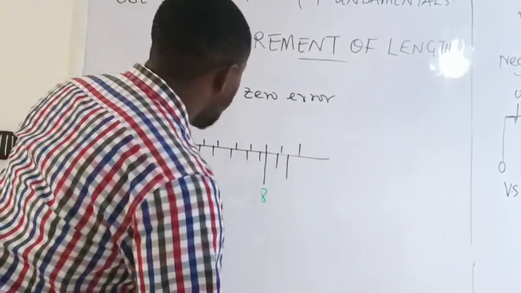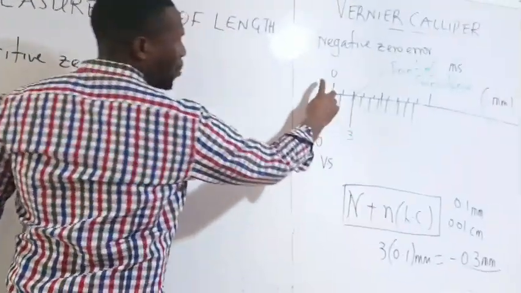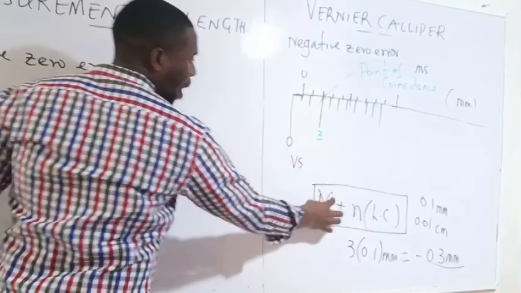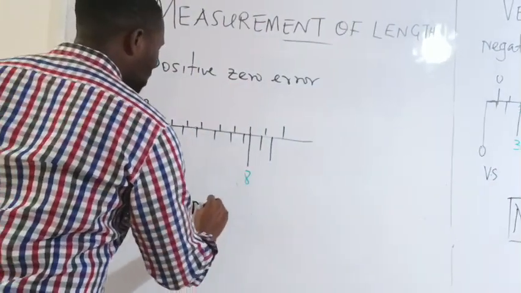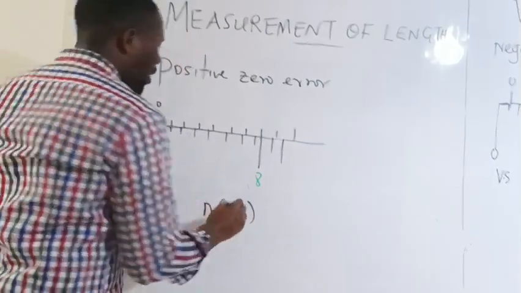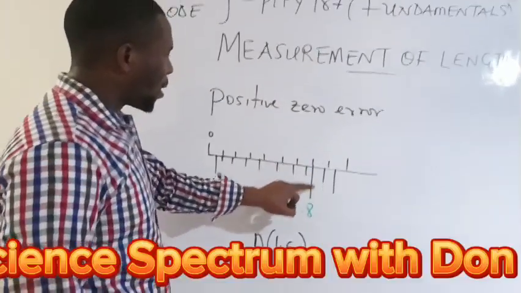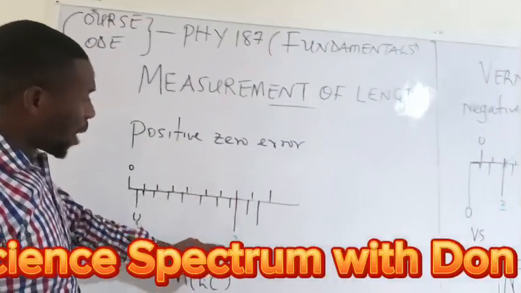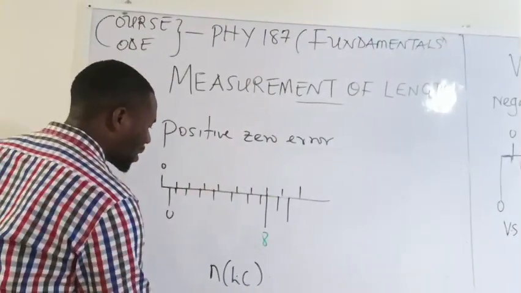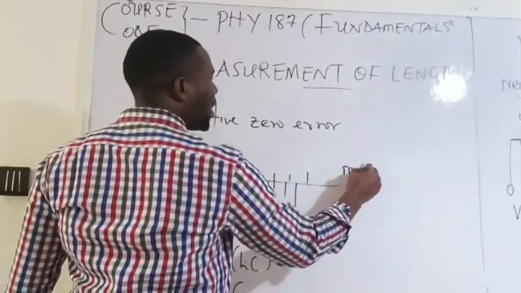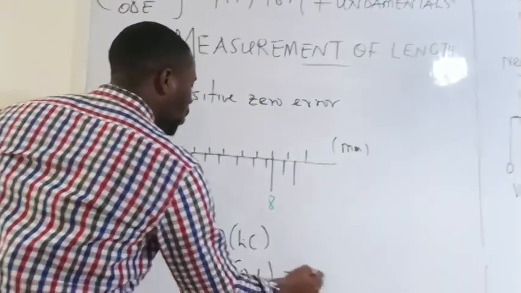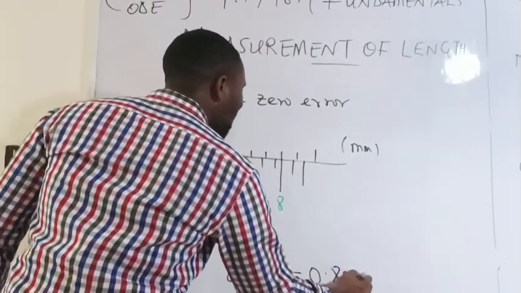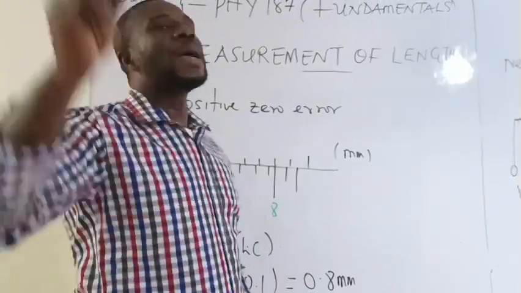So from this same formula, since I don't really have any value of the main scale before the 0 on the vernier, I could just ignore this and work with this. So it is n times the least count, where n is the vernier division that merges with the main scale division, and this is 8. And of course, if this scale is in millimeter, this would be 0.1, so this would be 0.08 millimeter. Now I have to subtract this from my total reading.